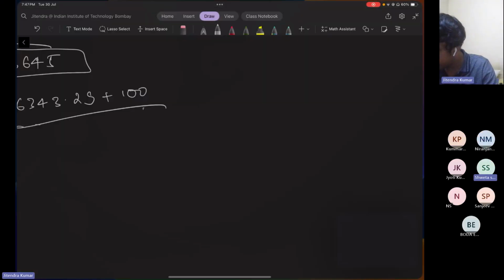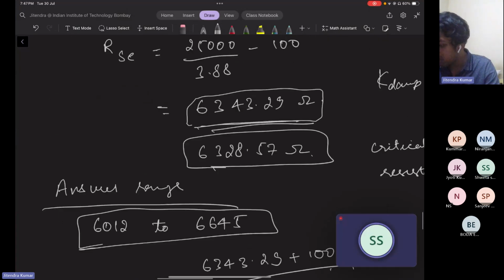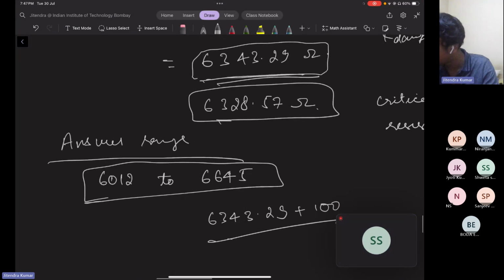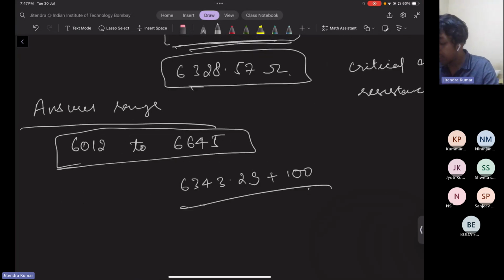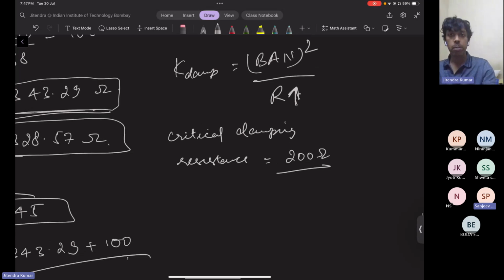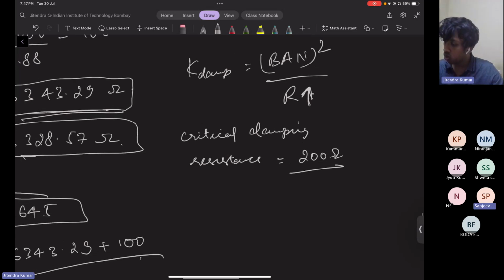Let me share my screen. So till this value, 6,343.29, we were there together. After that, I asked whether this damping will be critically damped, under damped, or over damped. So we know this resistance is way higher, right? So this resistance will increase, and that will reduce the damping constant, and that will reduce the damping torque.